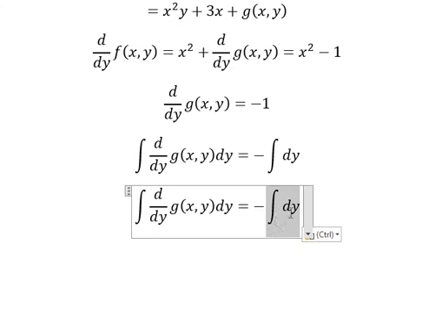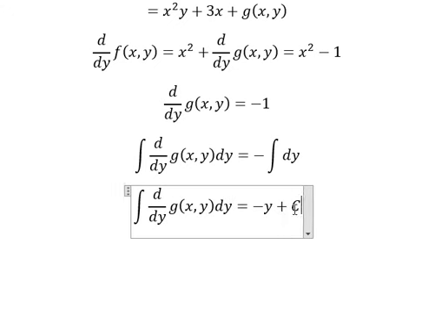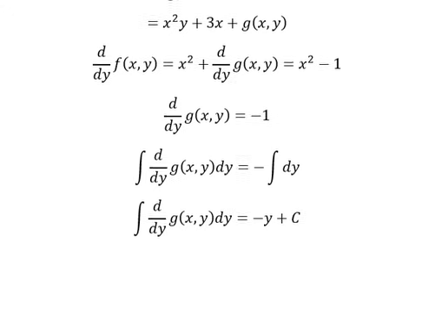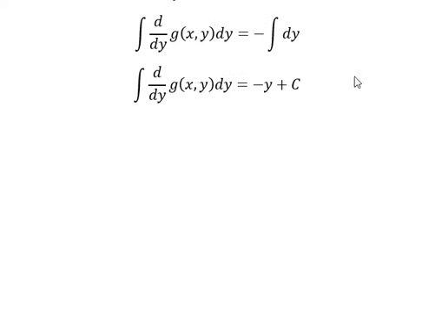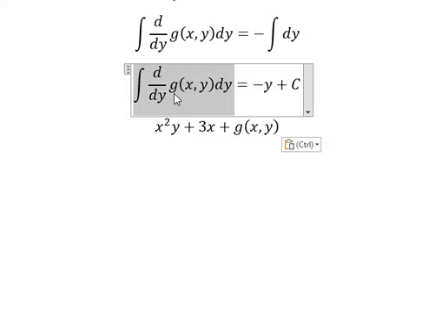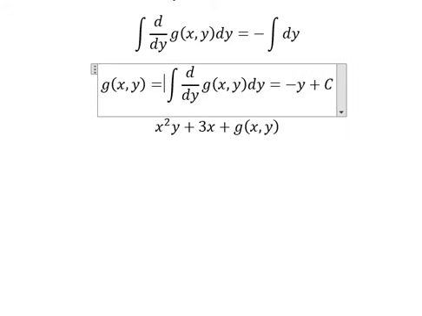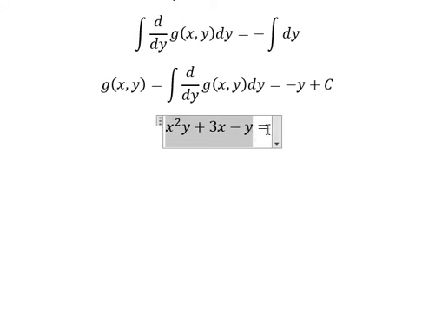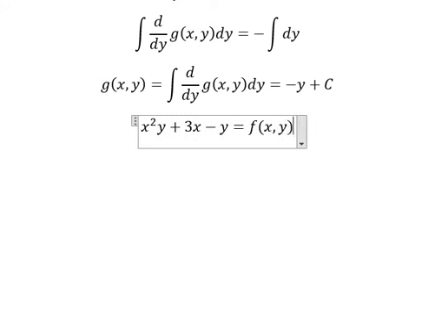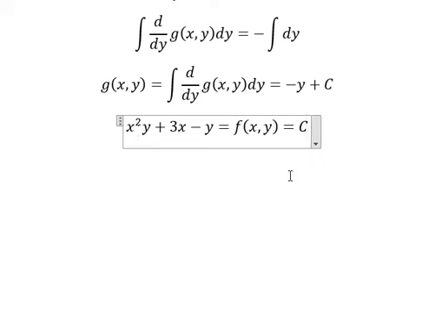So the integration of dy, we have y. And we go back in here. The integration of this one, we have 3sy. And 3sy equals to negative y, so I will put negative y here. And this one equals to f of s, y. And f of s, y equal to c. And now we have the final answer.